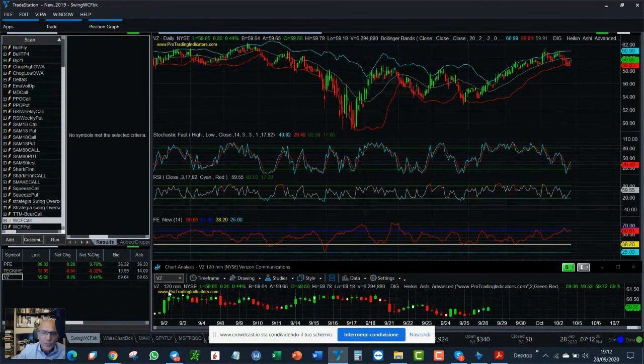These are the tools that we use to choose the underlying, in this case equities, and based on the choice that we've made from the scan, we are going to apply our option strategy.